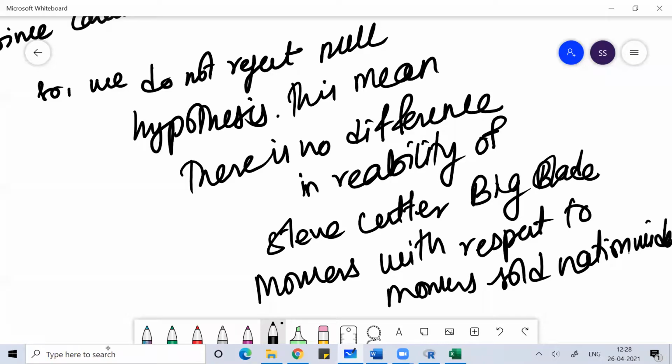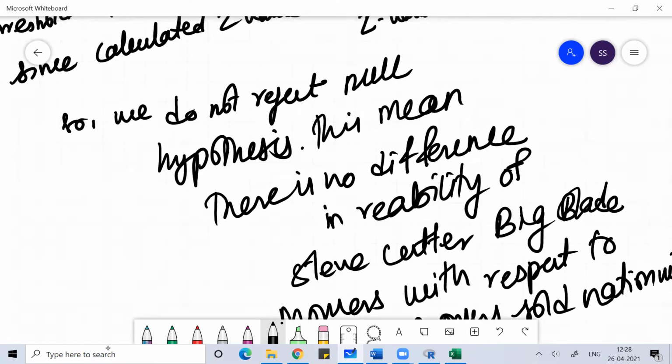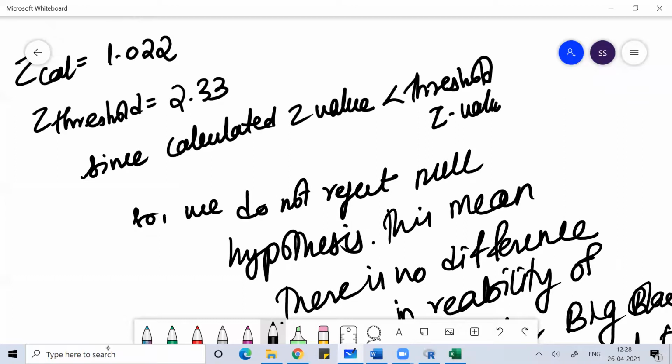When we are not rejecting the null hypothesis, in other words we are accepting it, it means we do not get sufficient evidence to reject the null hypothesis, because our threshold z value is more than the calculated z value. It means Steve Cutter should not worry: the reliability of the mowers he's selling in his store is on par with the reliability of the mowers sold nationwide. That is what you can interpret from this.